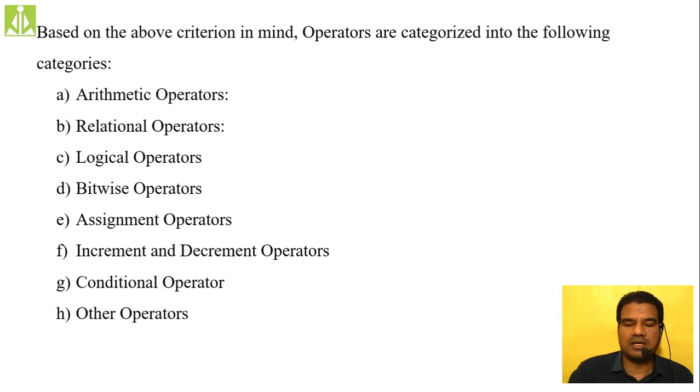So we discussed arithmetic, then relational, and also logical. In today's class, hopefully we'll be covering bitwise as well as assignment. These 2 operators we discuss in today's session, and hopefully in one more session I'll be covering the complete operators concept. We still need to discuss increment and decrement, conditional, and other operators. These 3 we do in our next class, and in today's class we'll be discussing the bitwise operators as well as the assignment operators.